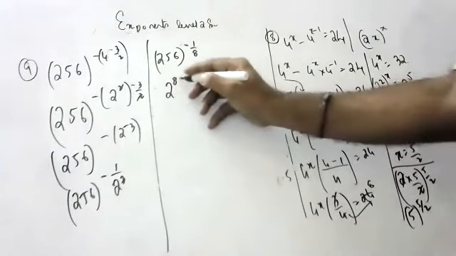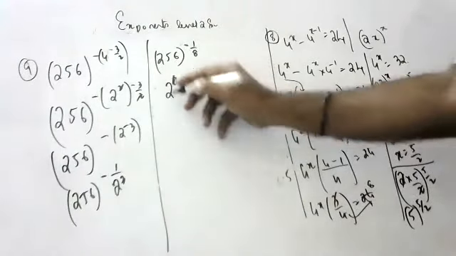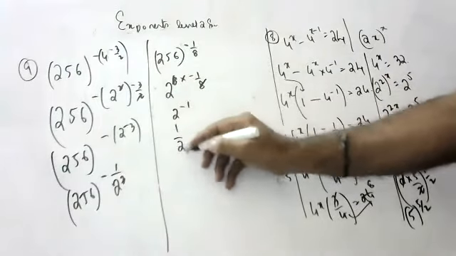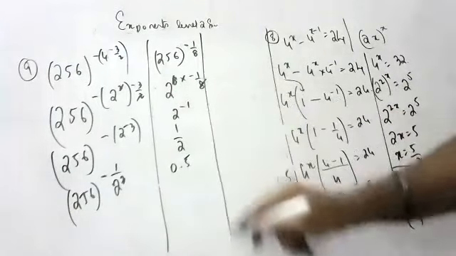256 is 2 to the power of 8. 2 to the power of 8 into minus 1 by 8, sir. The 8 cancels, so 2 to the power of minus 1 is 1 by 2, which is equal to 0.5. Thank you.